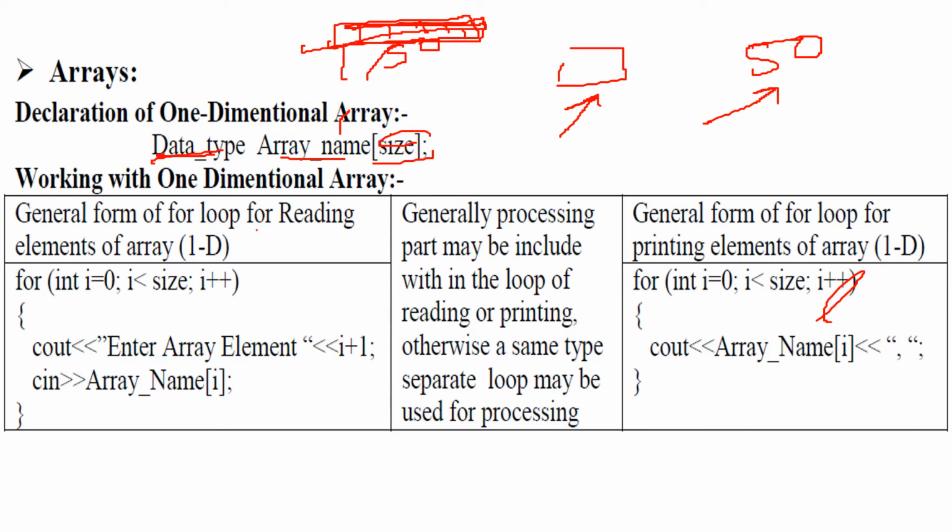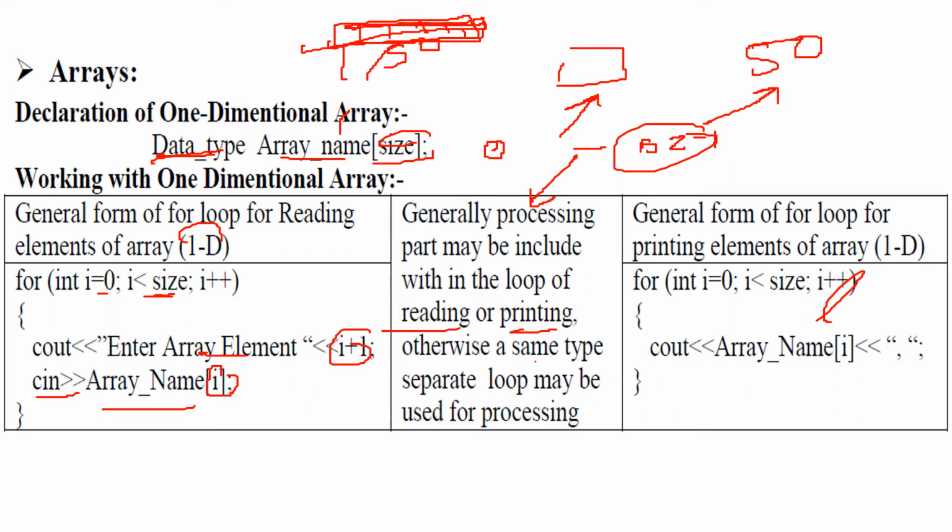So the general form of how to read, we have to put a loop for reading elements of the 1D array. For that, we start with 0, we go up to size -1, that is i less than size, right? So array always starts with subscript 0 and goes up to size -1. So we just use cout, that is, enter some array element. This is how to read, and you use cin with the array name with a subscript. So generally processing part may be included with the loop for reading or printing. Otherwise, a separate loop of the same type may be used for processing.